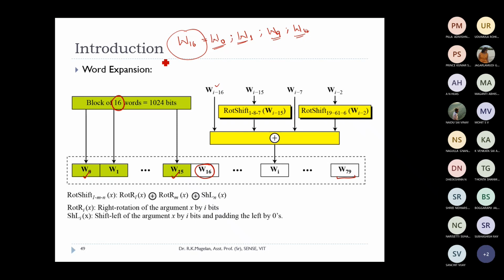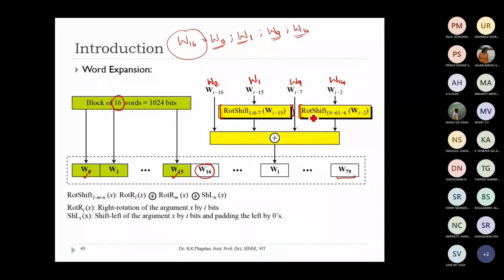In this case, W16. So we will take Wi minus 16, W0, which will be directly taken here, and Wi minus 7, W9, will be directly taken for the XOR operation. Whereas your W1, which is Wi minus 15, and W14, which is i minus 2, have to undergo a rotational shift operation.